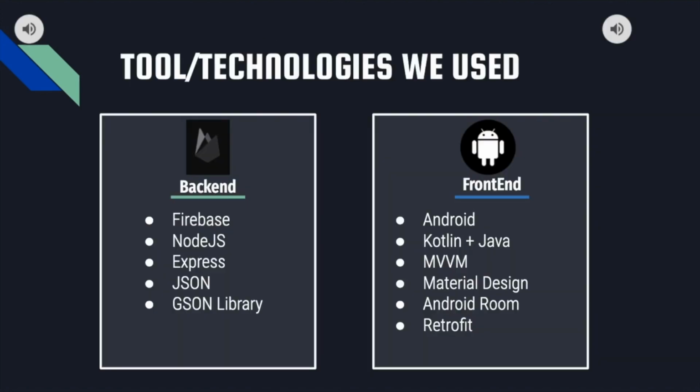This slide is an overview of the tools and technologies we used during our project. As you can see, the backend portion of our project used Firebase, Node.js, Express, and JSON. The front-end portion of the app used Android, Kotlin, Java, MVVM, Material Design, Android Room, and Retrofit.